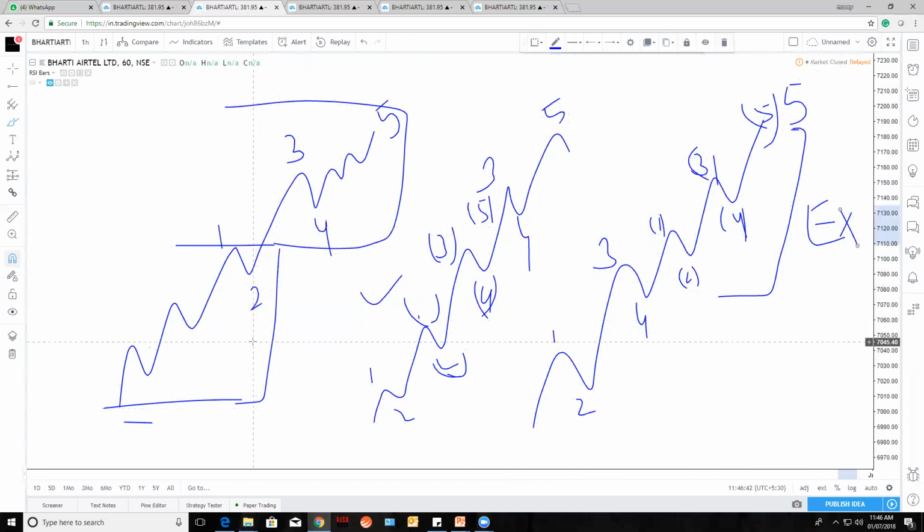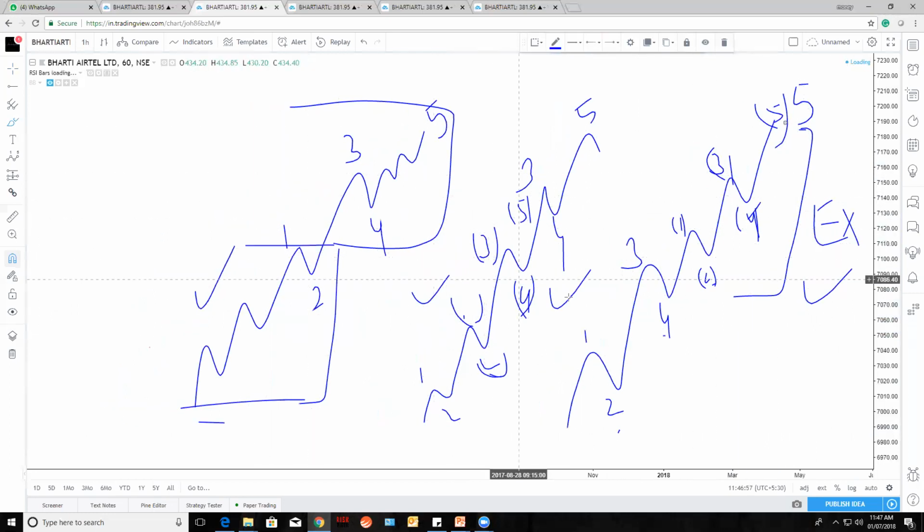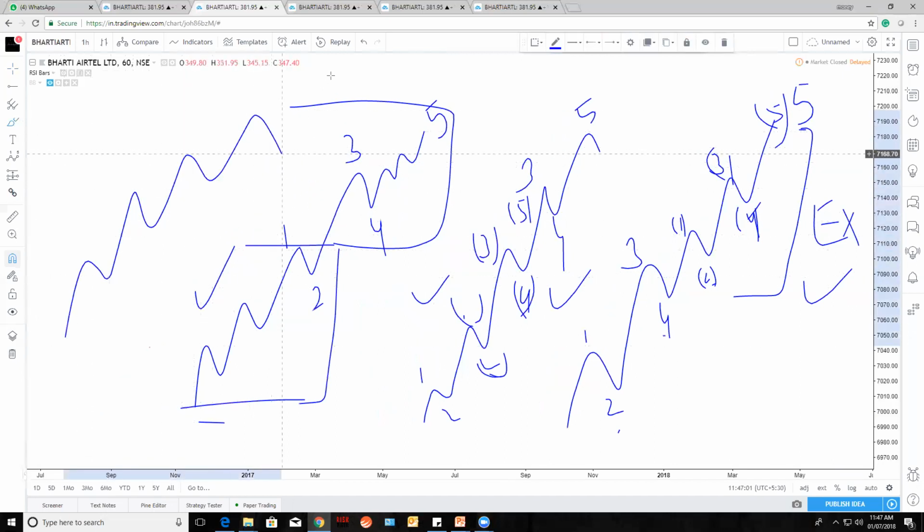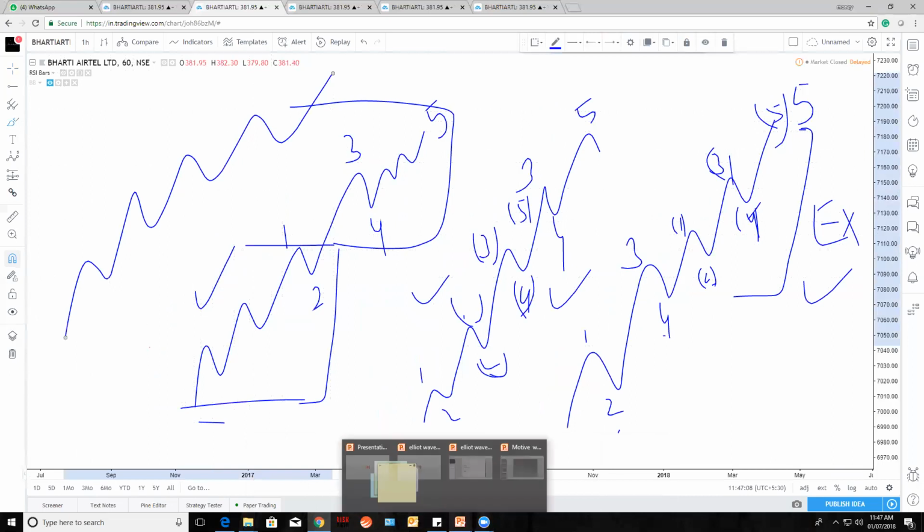So here wave 1 is extended. Here wave 3 is extended. Here wave 5 is extended. But if you count total waves, it will come to 9 waves: 1, 2, 3, 4, 5, 6, 7, 8, and 9. The structure will look similar to 9 waves. Got it? So I will try to show you one example, or at least a structure the book has mentioned.